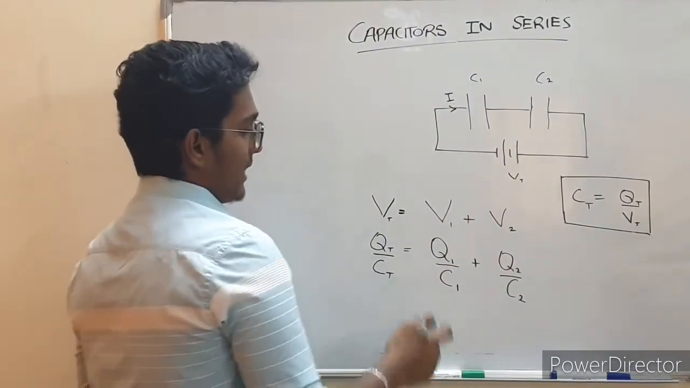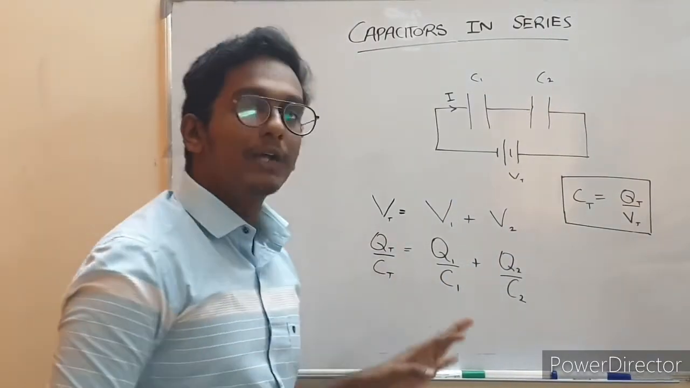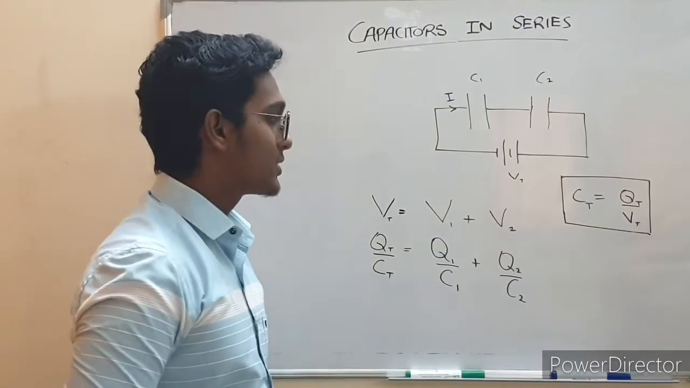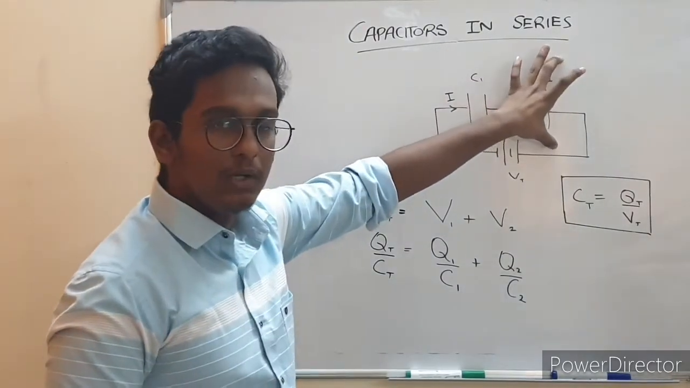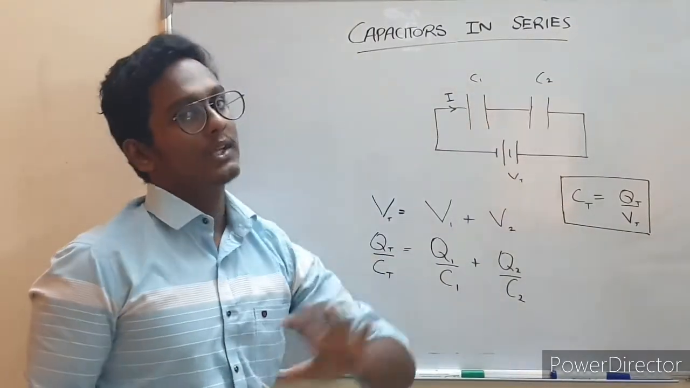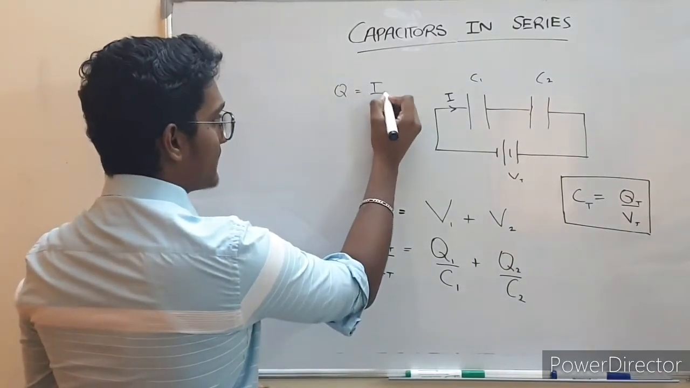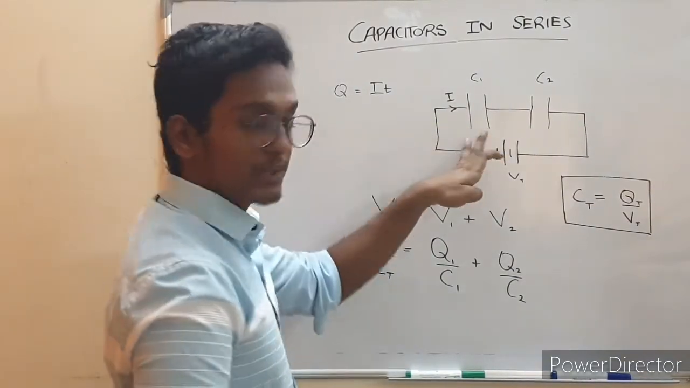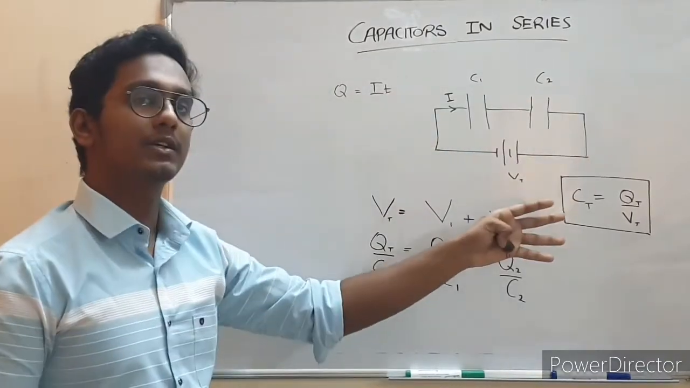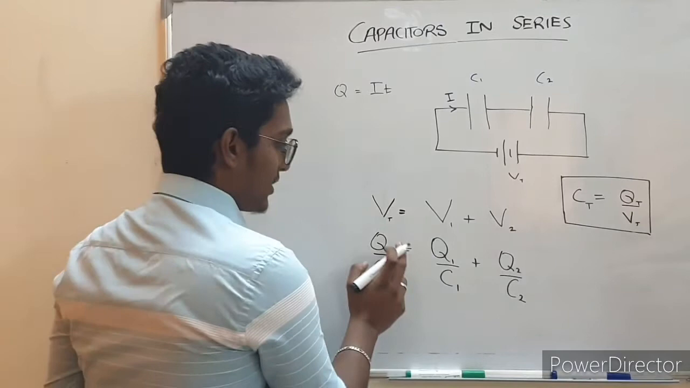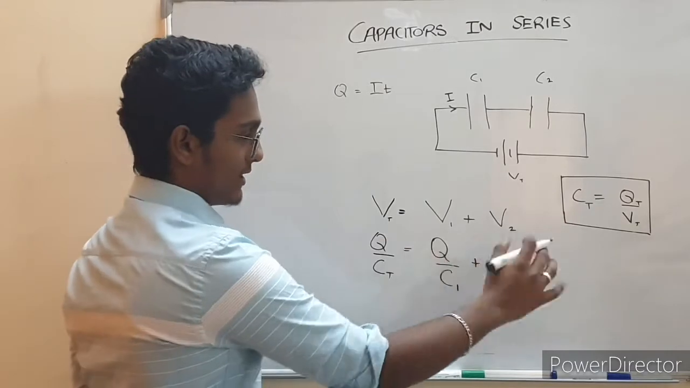You can notice here I have written it as QT, Q1, Q2, but in reality the charge stored is the same. This is because charge is conserved. The same amount of current is passing through both C1 and C2. The flow of electrons is the one giving the presence of charge. We know charge Q is equal to I times t. If the same amount of current is flowing through C1 and through C2, that means the charges must also be the same in C1, C2 and the entire circuit. Charge is conserved. That means QT equals Q1 equals Q2 equals Q.